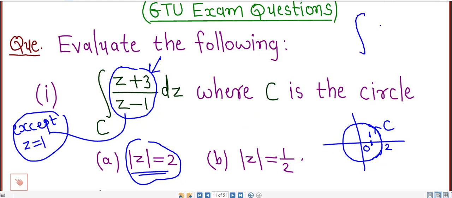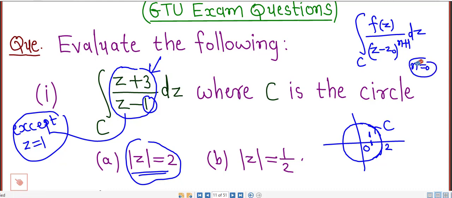So here we can use this result, f of z divided by z minus z0 to the power n plus 1 dz, and here we can see that z0 is 1, f of z is z plus 3, and here we have single power of z minus 1, that means we consider n equal to 0. So if we take n equal to 0, we have f of z divided by z minus z0, and this is going to be 2 pi i times value of function f of z at point z0.